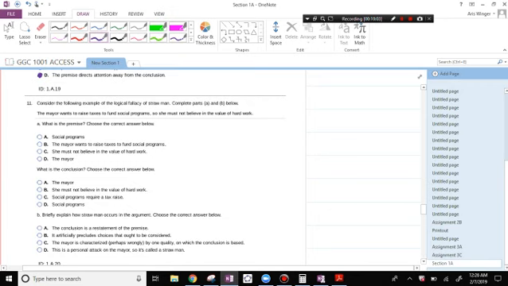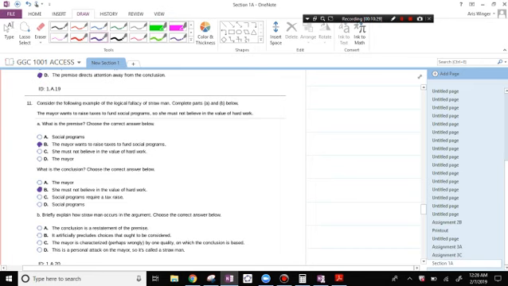Consider the following example of the logical fallacy of straw man. Complete parts A and B below. The mayor wants to raise taxes to fund social programs, so she must not believe in the value of hard work. What is the premise? The mayor wants to raise taxes to fund social programs. The conclusion is she must not believe in the value of hard work.